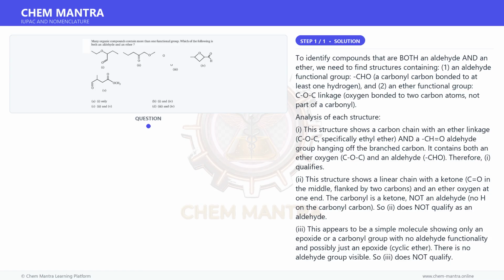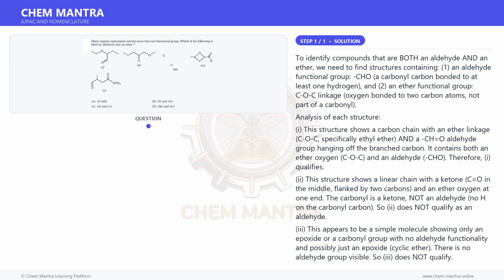5. This structure shows a terminal aldehyde on one end and an ester group, C=O, OCH3, on the other end. An ester is not an ether. The oxygen is adjacent to a carbonyl. The OCH3 in an ester context does not count as a simple ether. So, 5 does not qualify as containing an ether functional group in the classic sense.